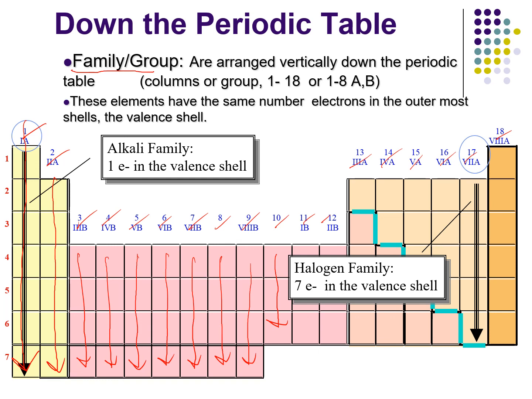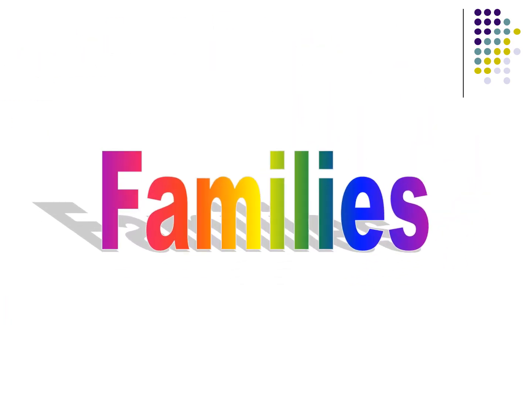So, there are a total of 18 groups, or families, in the periodic table. We will start our discussion with families or groups, which is the vertical arrangement, from top to down, of elements in the periodic table. So, let's start with the different families or groups of elements in the periodic table.